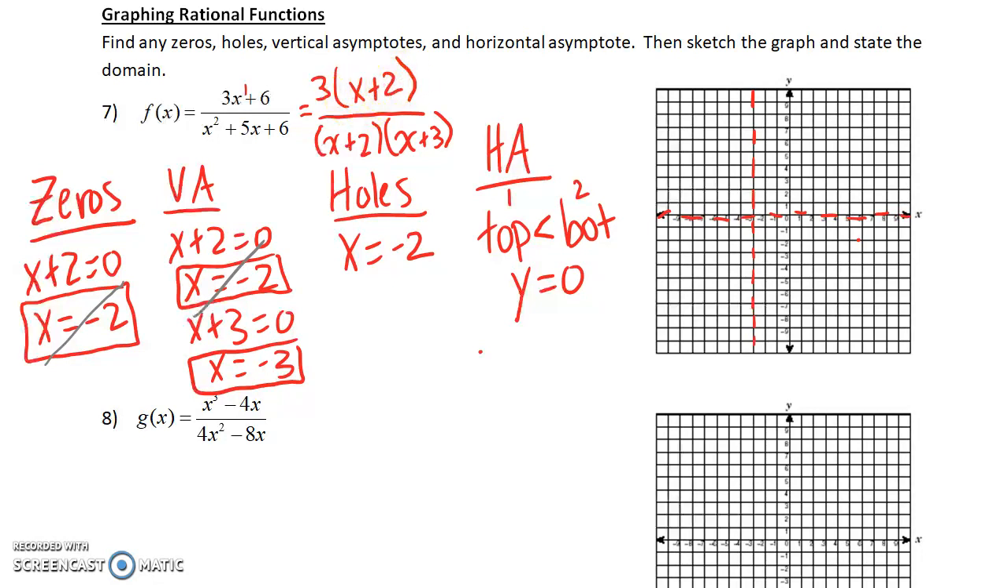If I were to cross or divide these out, I would be left with 3 over x plus 3. And if I put -2 into that function, I would get 3 over -2 plus 3, which is the same as 3 over 1. So we have our hole at a value of -2 over 3.